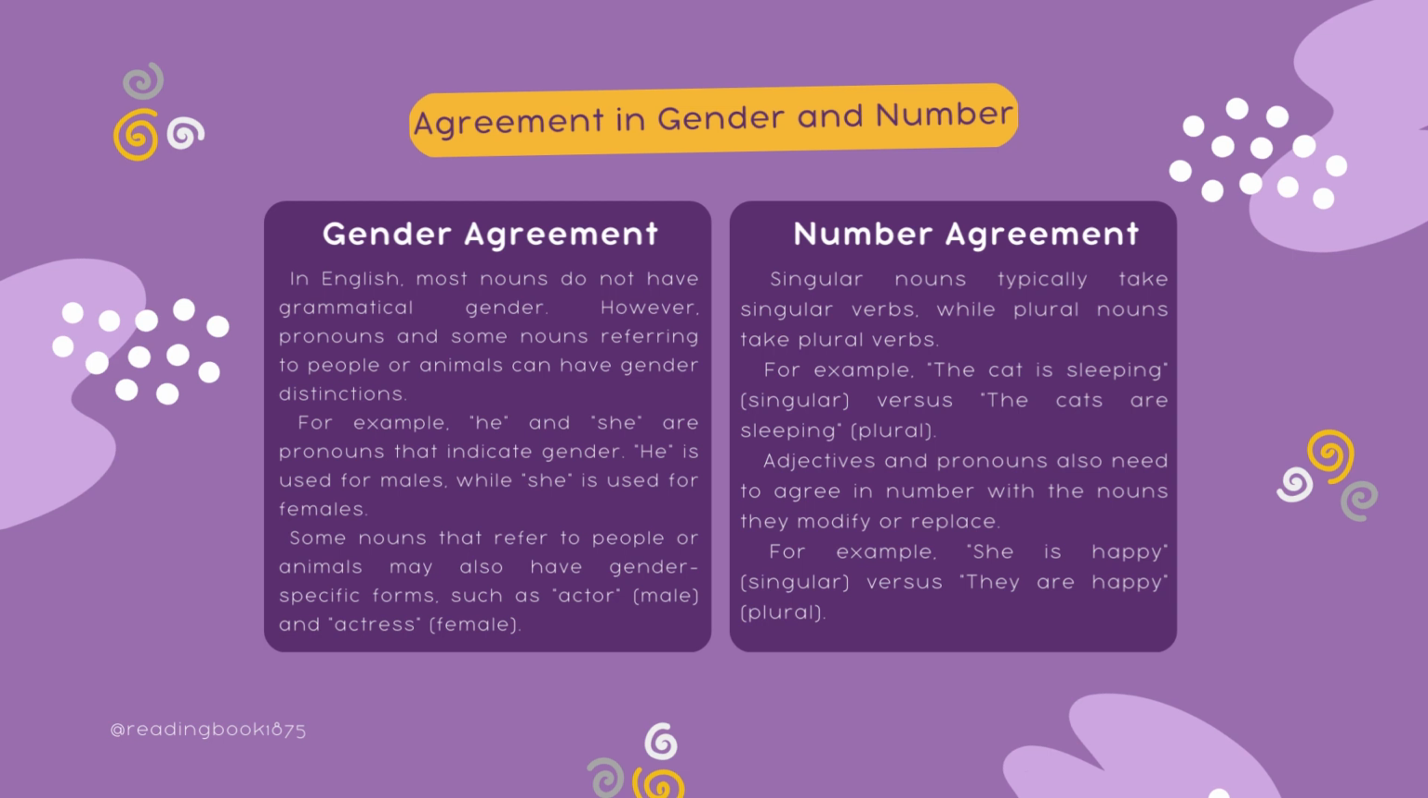Number agreement. Singular nouns typically take singular verbs, while plural nouns take plural verbs. For example, the cat is sleeping (singular) versus the cats are sleeping (plural). Adjectives and pronouns also need to agree in number with the nouns they modify or replace. For example, she is happy (singular) versus they are happy (plural).